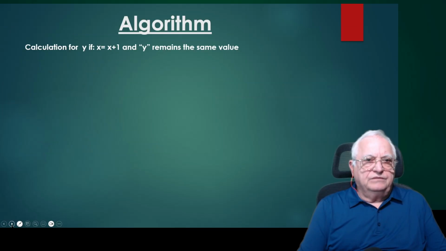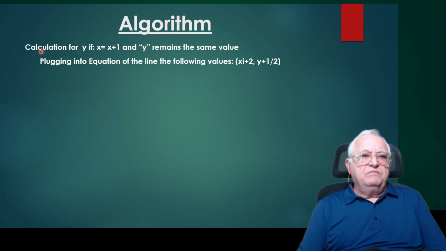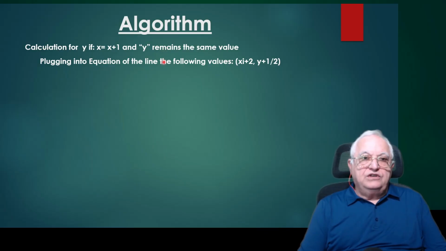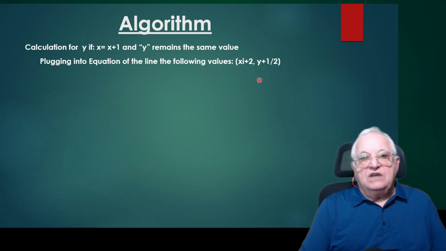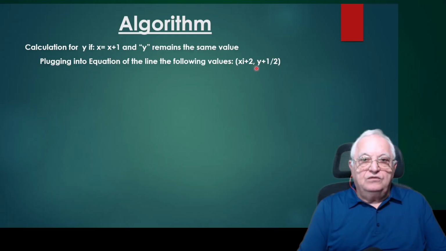So let's continue here. Let's do the same operation now, but this time we're going to increment x plus 1, but we're going to leave y the same. The idea here is that I'm going to plug into the equation the case where y remains the same and x is increased. So the value that I plug into this equation is going to be x sub i plus 2, comma y plus 1/2, because y has not changed.